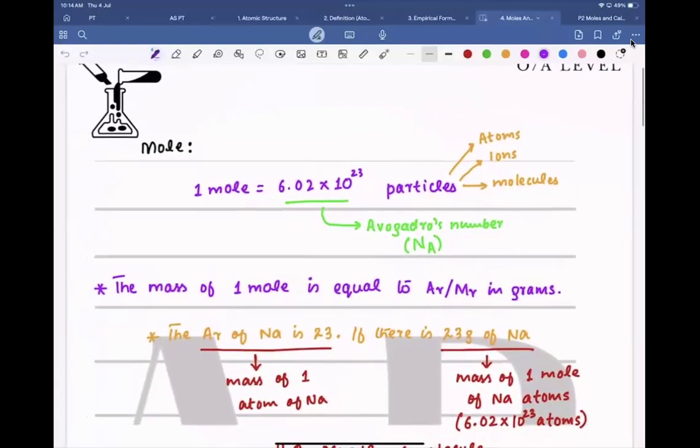So we are going to start with moles today. Okay. So basically, mole is a physical quantity. You can compare it with 1 dozen, for example. For normal things, we use 1 dozen, and when we say 1 dozen, it means that there are 12 pieces or 12 items of that thing, right?